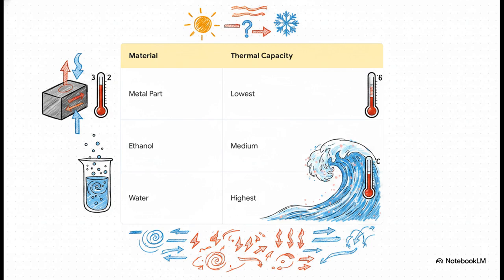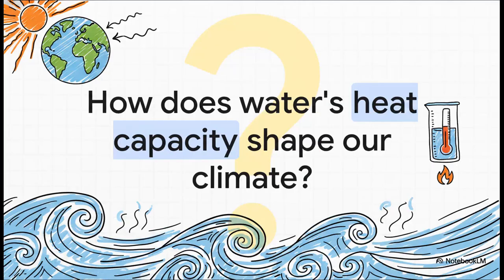That means it takes very little heat to change its temperature. It heats up and cools down super quickly. Alcohol sits somewhere in the middle. But water? Water is wild. It has an incredibly high thermal capacity. It takes a massive amount of energy to heat it up compared to dense metal. Which actually leads us to a pretty profound realization.